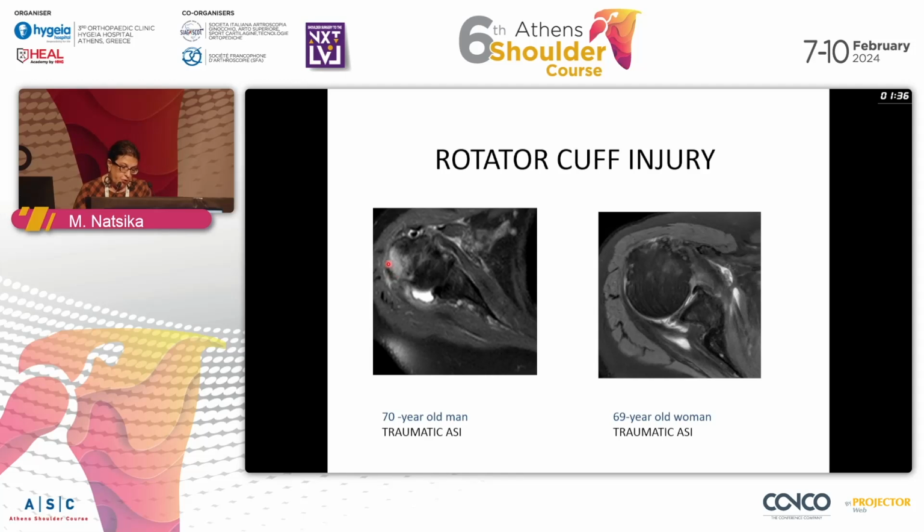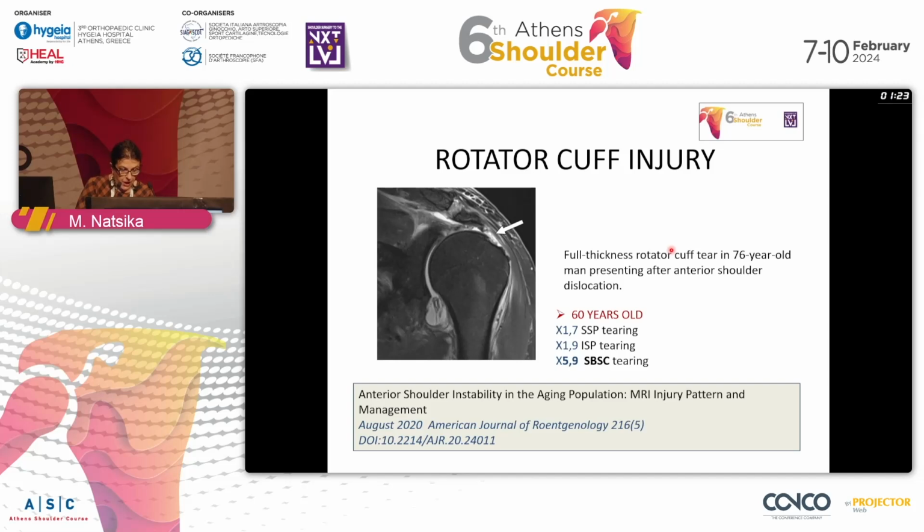As you see here, we have a very large rotator cuff tear, and here we have a huge rotator cuff tear and also dislocation of the biceps. So the conclusion is that when we have old people with dislocations or middle-aged people with dislocations, we have about 2 times more frequent tearing of the supraspinatus and infraspinatus, but 6 times for the subscapularis.